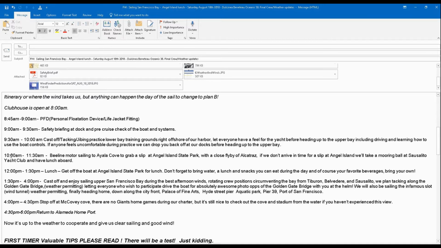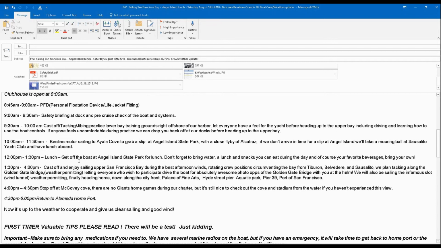If that's all good, then about 11 o'clock we'll head up, beeline motor sail to Ayala Cove, grab a slip at Angel Island State Park with a close flyby of Alcatraz. If we don't arrive in time for a slip at Angel Island, we'll take a mooring ball at Sausalito Yacht Club and have lunch aboard. The plan is from 12 p.m. to about 1:30 to have lunch and get off the boat at Angel Island. Don't forget to bring water, a lunch, and snacks you can eat during the day, and of course your favorite beverages. Bring your own.